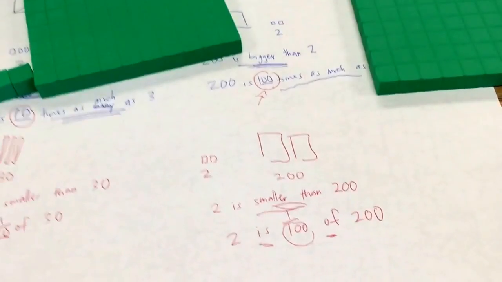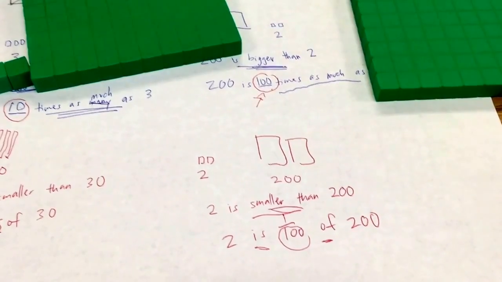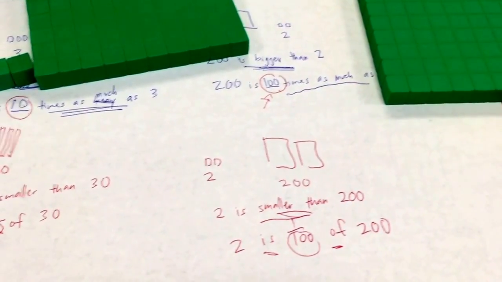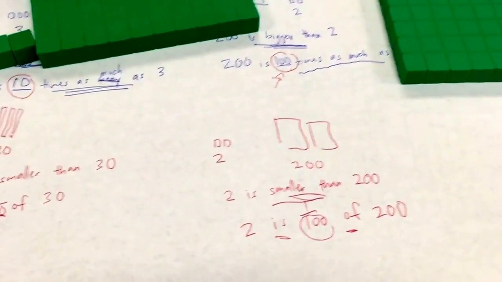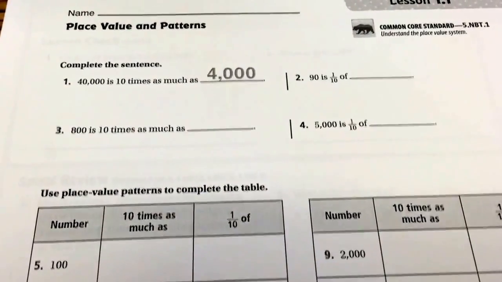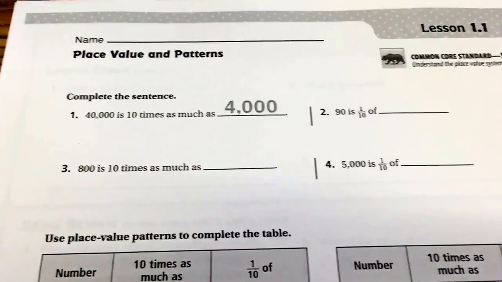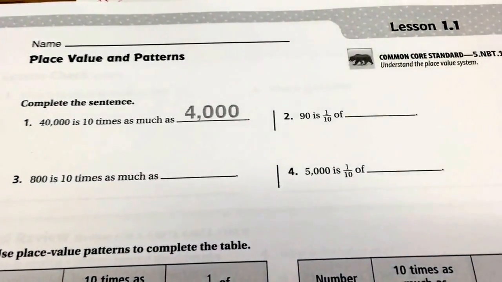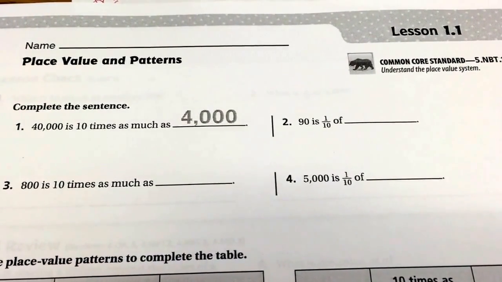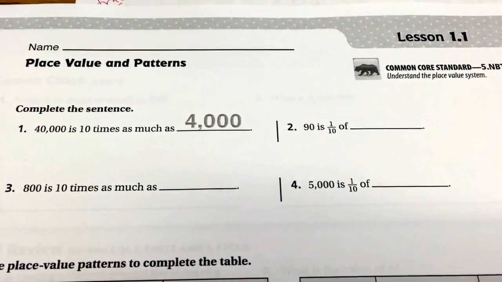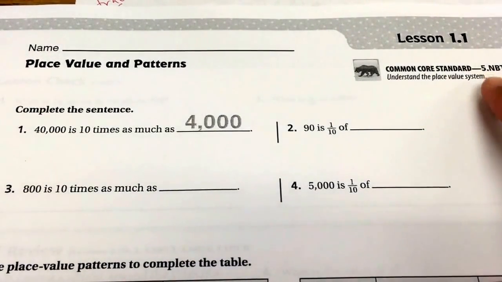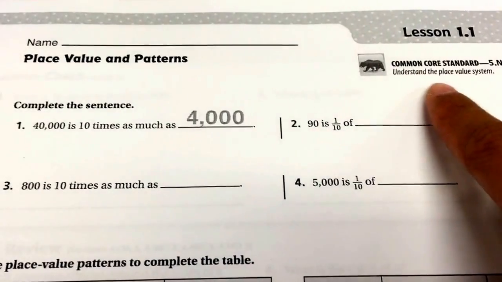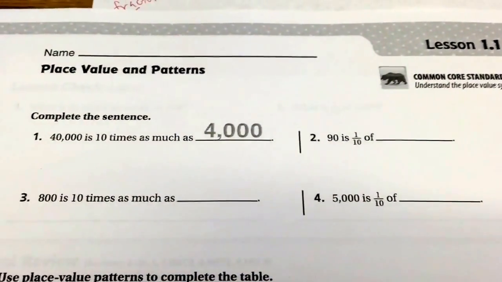Okay, so I hope this makes sense, and if not, it will probably be more clear when we start the actual homework. So let's start the first homework problem. All right, so now we're doing the homework. It's Chapter 1, Lesson 1, Place Value and Patterns. The Common Core standard is 5.NBT.1, which stands for Numbers Base 10, the NBT. And the goal is to understand the place value system. We'll start at number 2.